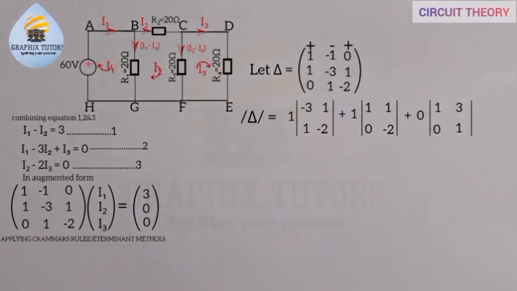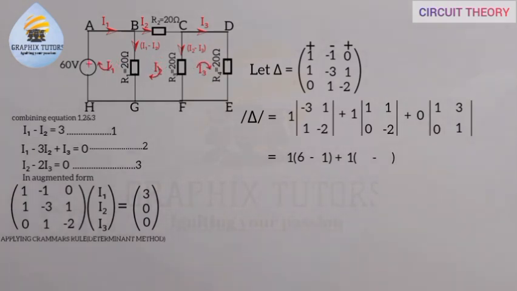Now, by using cross multiplication, the determinant of delta will be equal to 1 into bracket. You open your bracket: minus 3 times minus 2 will give us 6, minus 1. You're discovering that in each of those brackets, there's a minus in between naturally. So we're having minus 1, because 1 times 1 is 1.